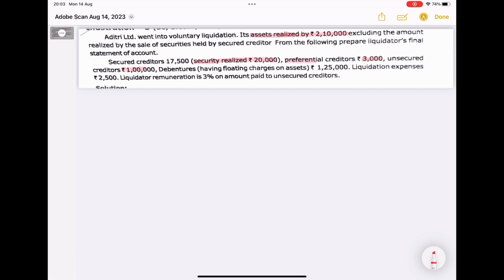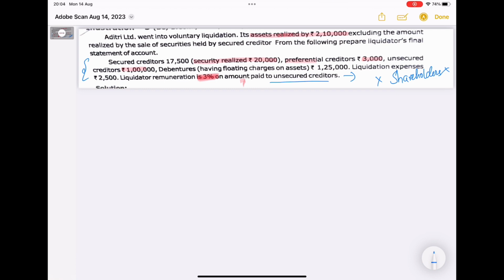liquidator's remuneration 3%. See, this is very important: 3% on the amount paid to unsecured creditors. Here the amount paid is itself a question mark. See the question properly. They have not mentioned how much they are going to pay; they have just mentioned the amount paid to unsecured creditors. We don't know the exact value. Based on the assets realized and how much we are going to pay for all these expenditures, based on the remaining value we are going to calculate the remuneration as well as the amount available for unsecured creditors. Here there is no information about the shareholders, so we can skip that.